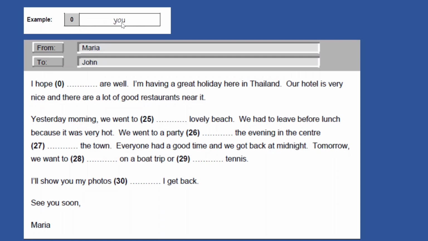So 0, it's the word you. I hope you are well. I'm having a great holiday here in Thailand. Our hotel is very nice and there are a lot of good restaurants near it. Yesterday morning we went to, and they are going to fill here a word, lovely beach. The right addition would be the article a. We went to a lovely beach. And they should finish the text.